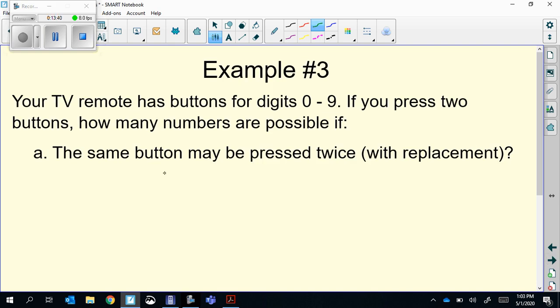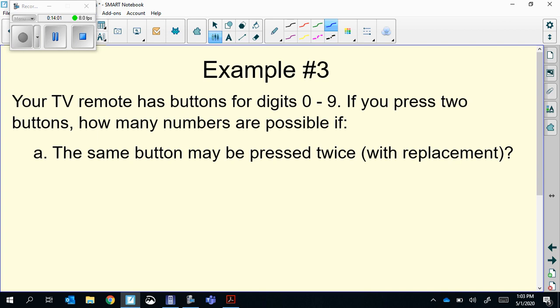Alright, so your TV remote has buttons for digits 0 through 9. If you press 2 buttons, how many numbers are possible if the same button may be pressed twice? So once you select a number, you can select it again. That's with replacement.